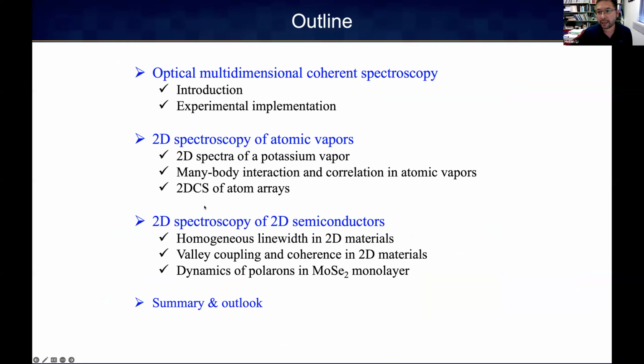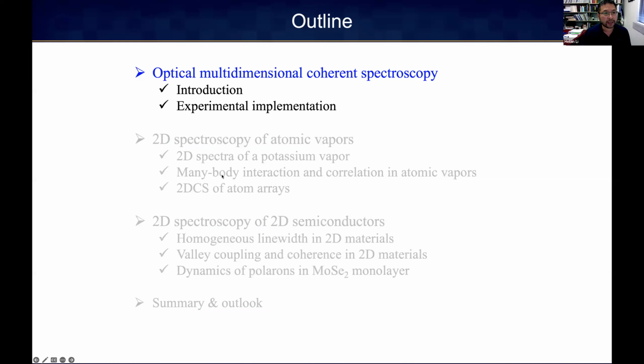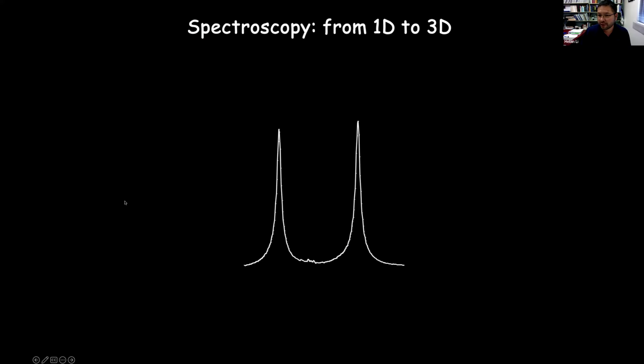For this talk, I will first start with a very brief introduction of optical multidimensional coherent spectroscopy: what is it, and how to do that experimentally. Then I will give you a few examples in a very simple atomic system in rubidium or potassium vapors and cold atoms. And then I will move on to give you a few examples of this technique being used to study 2D materials.